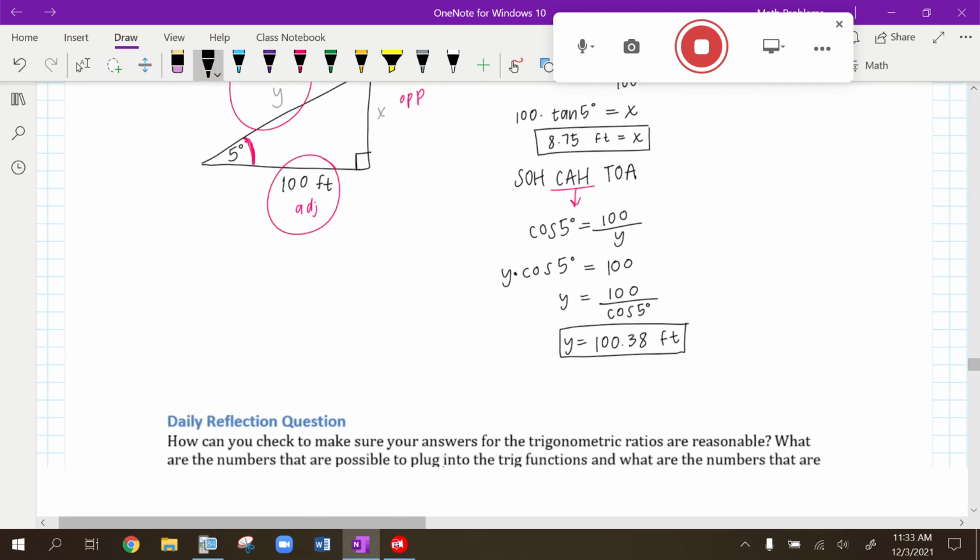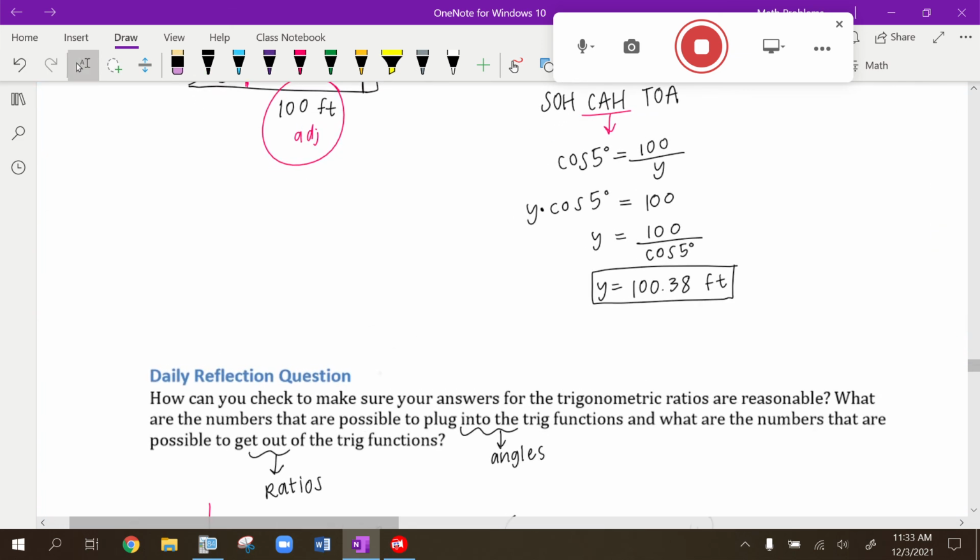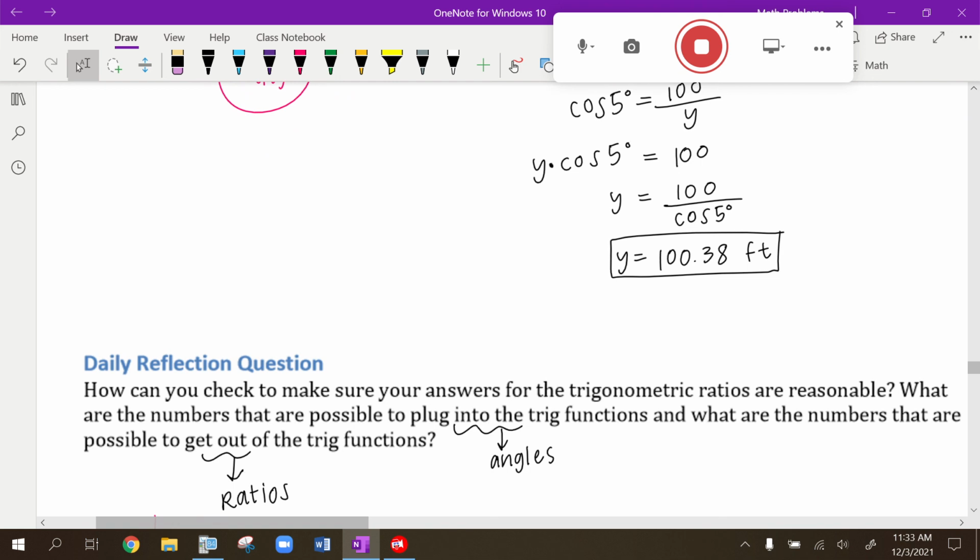All right, finally for the reflection for today. I want you to see if you can figure this out. How can you check to make sure your answers for the trig ratios are reasonable? What are the numbers that are possible to plug into the trig functions? Hence, what angles can you plug in? And what are the numbers that are possible to get out of the trig functions?